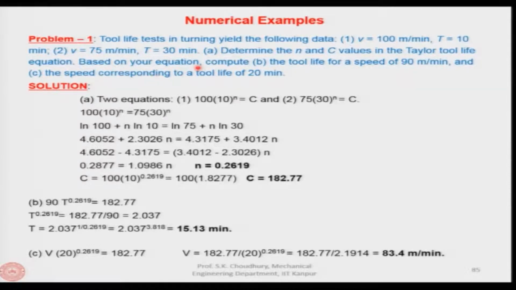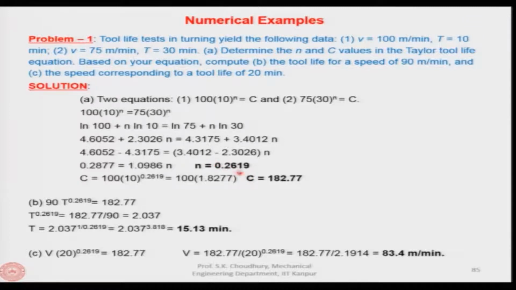Based on your equation, compute the tool life for a speed of 90 meter per minute and the speed corresponding to a tool life of 20 minutes. So, you can get two equations from Taylor's tool life equation, V t to the power n is equal to c, with V given and t given. So, n and c from these two equations you can find out. You solve these two equations simultaneously and find the values of n and c, which are constants.